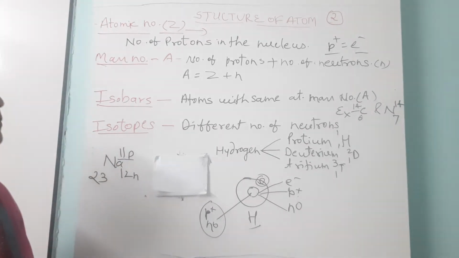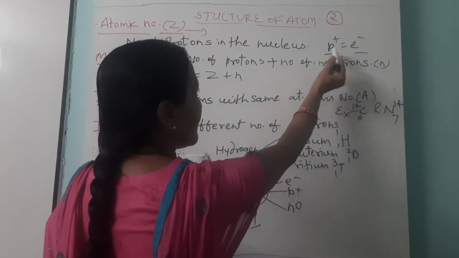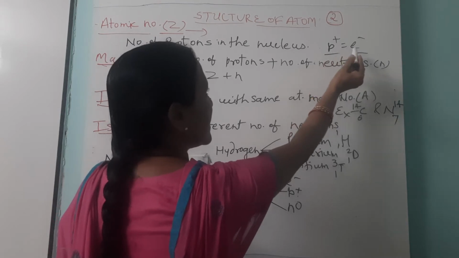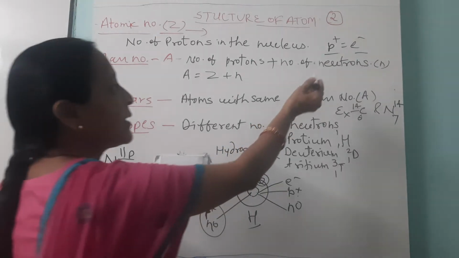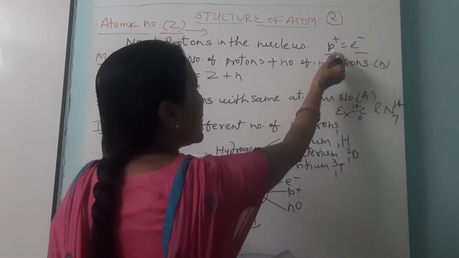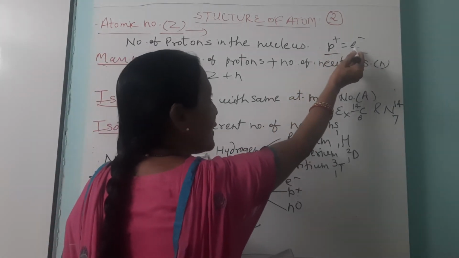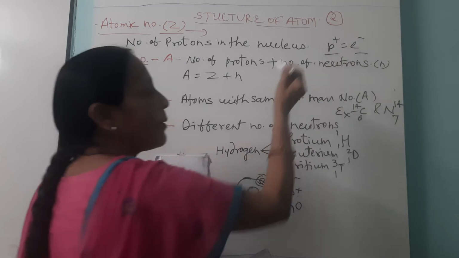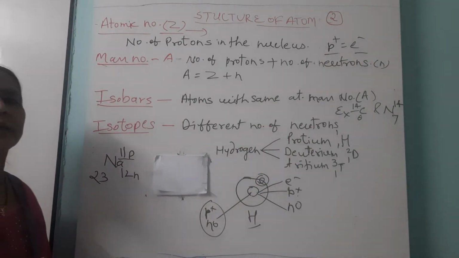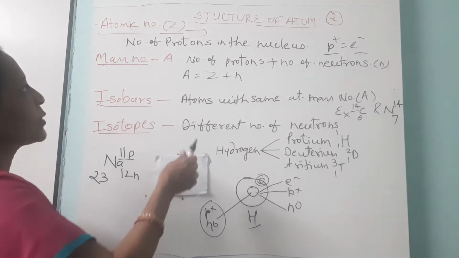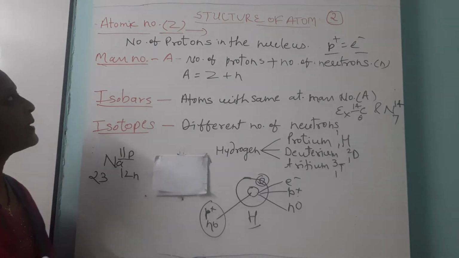Now students, here one more thing we have to remember. In an atom, the number of protons is equal to the number of electrons. But generally in consideration we take only the weight of proton, because the weight of electron is very light compared to proton, so we do not consider it, it is negligible. So this is the meaning of atomic number, and it is represented by Z.